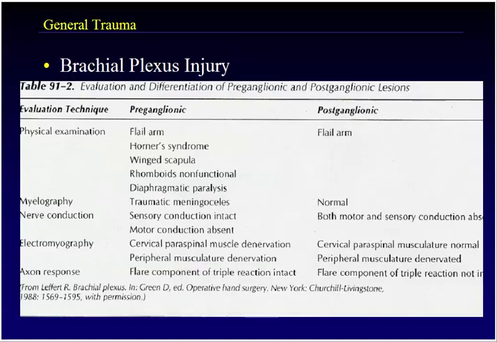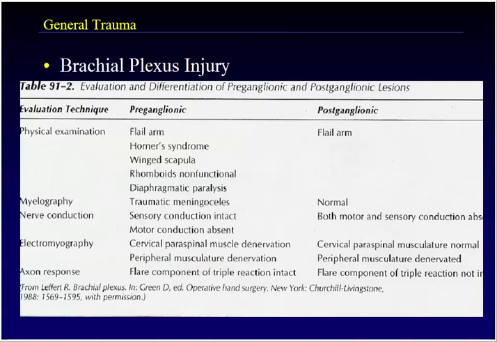You really can make a differentiation between preganglionic and postganglionic lesions on the basis of your clinical exam. Both types of lesions will present with motor deficit. So both types will have a flail arm. With a preganglionic lesion, you can have a Horner syndrome because of the disruption of the sympathetic innervation. You can also have a wing scapula, and the rhomboids can be non-functional due to the very proximal exit of the dorsal scapular nerve and the long thoracic nerve from the brachial plexus.